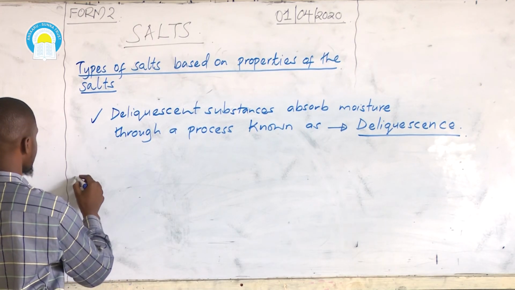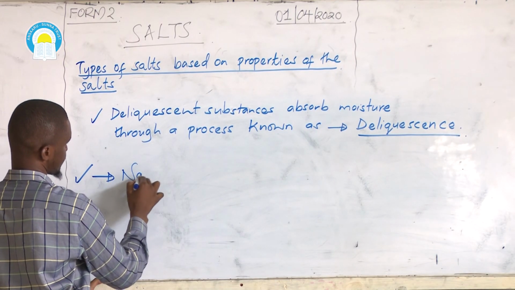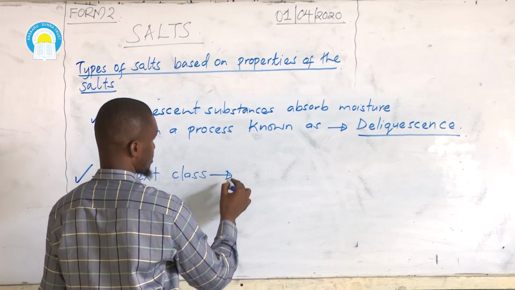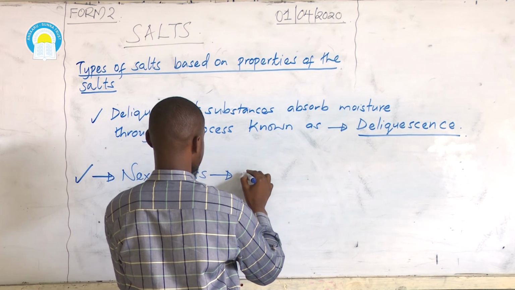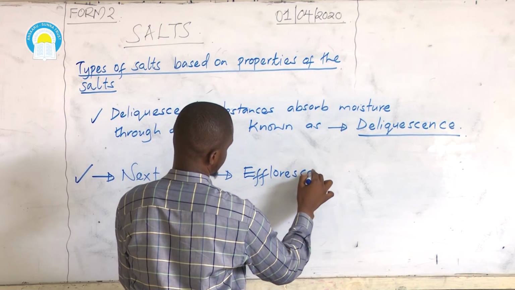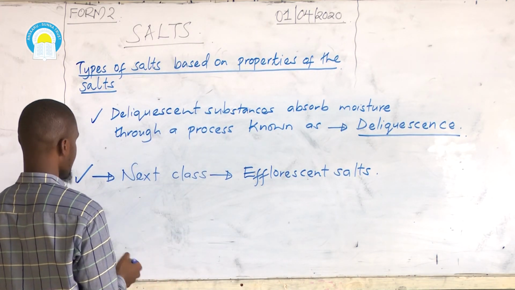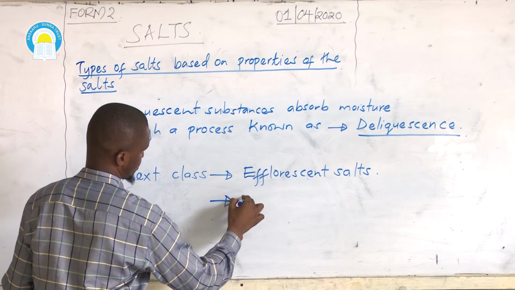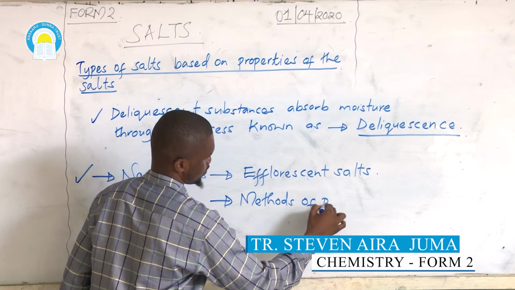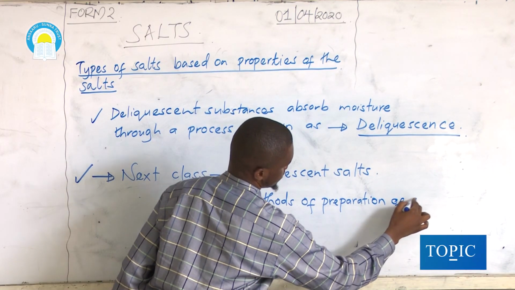Now, in our next class, we'll discuss the last type in terms of the properties of the salts, and that is efflorescent salts. After which we'll talk about methods of preparation of salts.